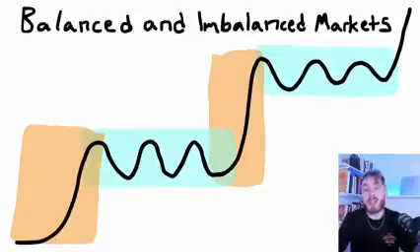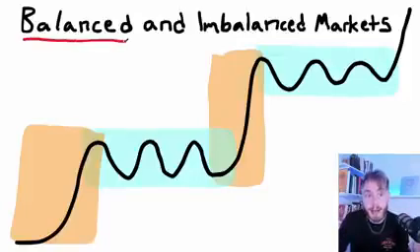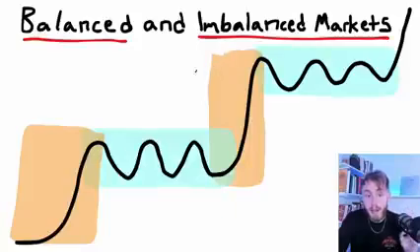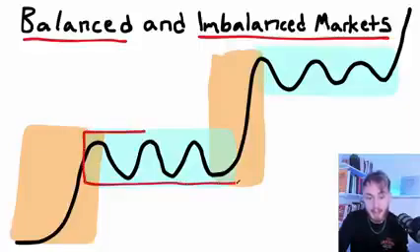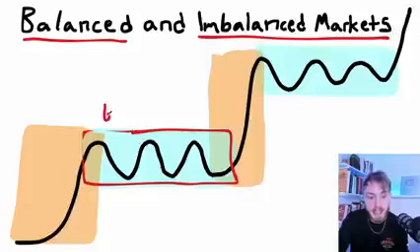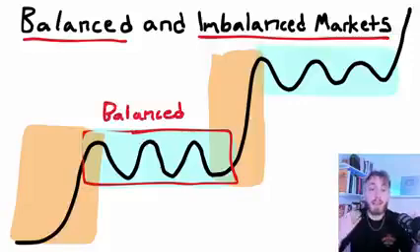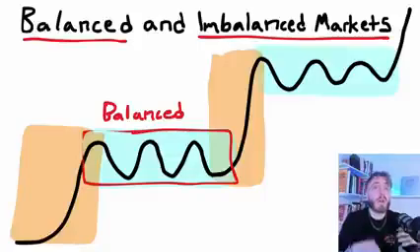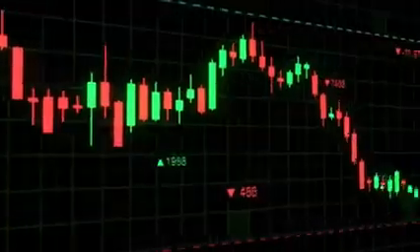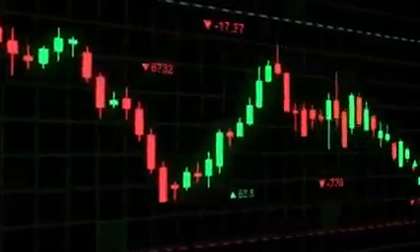So here you can see a simple example of a balanced market and an imbalanced market. Remember, a balanced market is a period of time when prices are roughly the same. So for example, if you look at this period right here, this is a balanced market. And in a balanced market, you will often find trading ranges or consolidations. This is basically all kinds of movements when we have the price going roughly sideways.